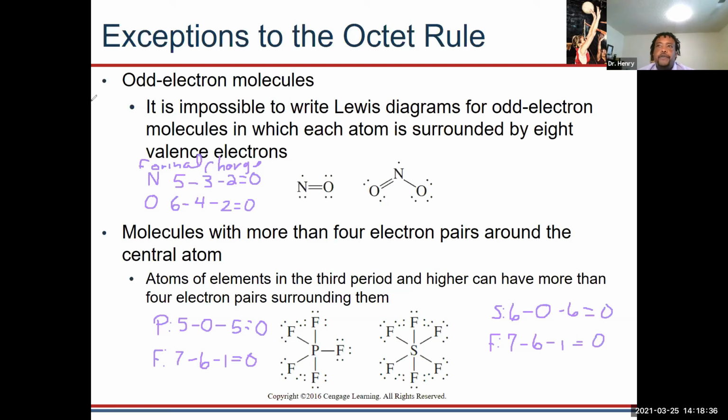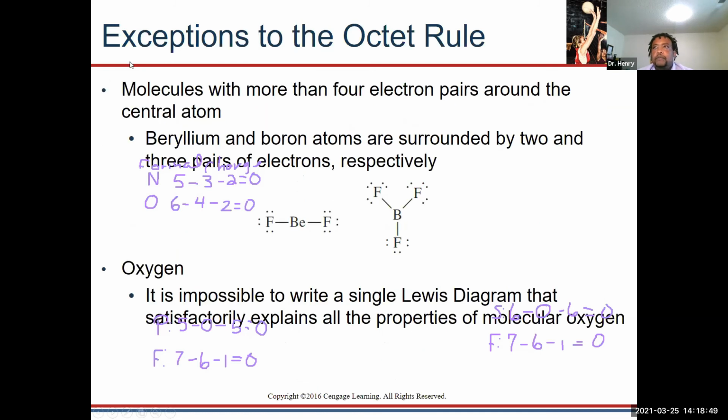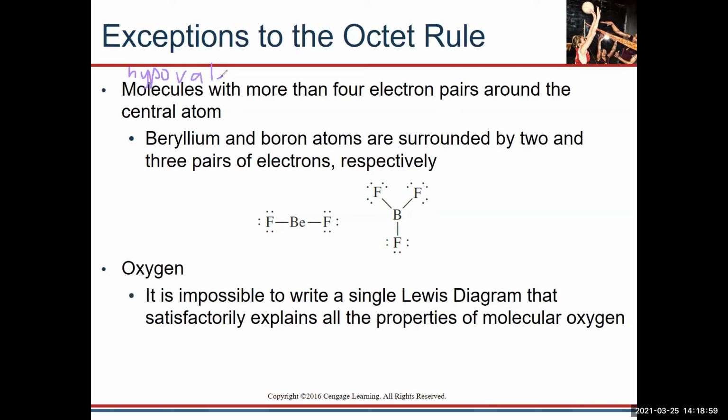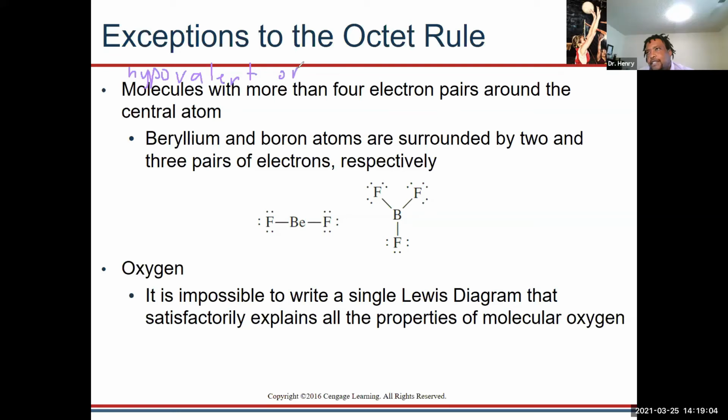Okay, so we've talked about an odd number of valence electrons. We've talked about hypervalency. And then we also have what we call hypovalency, or deficient valency. This often will be called deficient valency. Hypovalent or deficient.